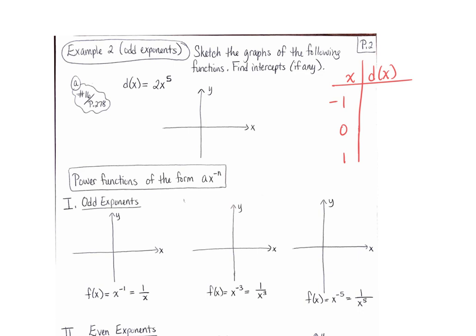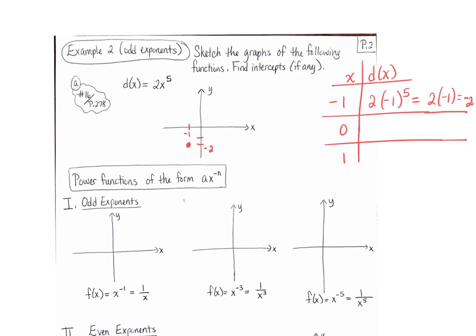Okay. So then we substitute these values in and we solve. So -1, we would have 2 times -1 to the fifth. What's -1 to the fifth? -1. Good. So we end up with 2 times -1, which is -2. Which means -1, -2 is a point on your graph.